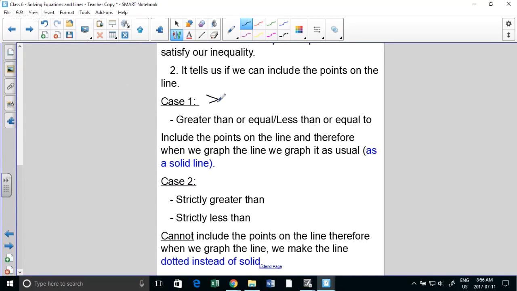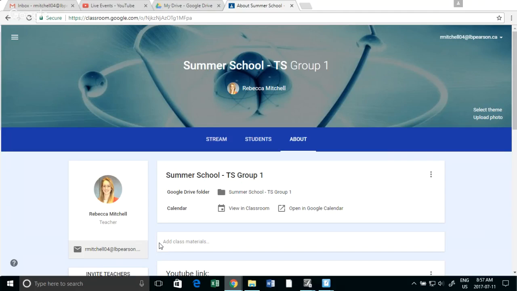So if I have greater than or equal to or less than or equal to, the equal to part of this is the important part. Because if it's equal to, that means I can include the points on my line. And when we graph it, we just graph it as per normal, as a solid line. If I have strictly greater than or strictly less than, we cannot include the points of the line. We graph as per normal, but instead of representing it by a solid line, we represent it by a dotted line. So we'll take a quick look at what this looks like.